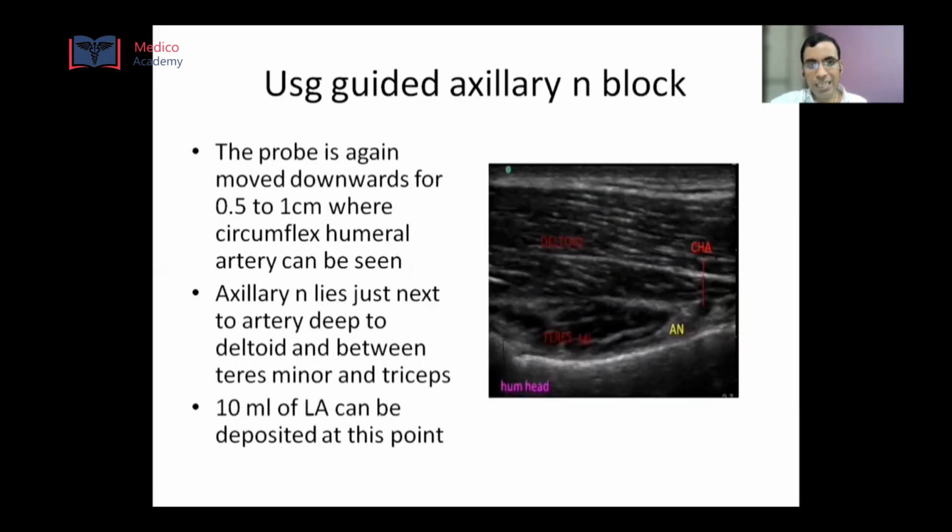The probe is then again moved downwards towards the shaft of the humerus for around 0.5 to 1 centimeter, where the pulsations of circumflex humeral artery can be seen. The axillary nerve lies just next to the artery, deep to deltoid and between the teres minor and triceps muscles. 10 ml of local anesthetic is deposited at this point.